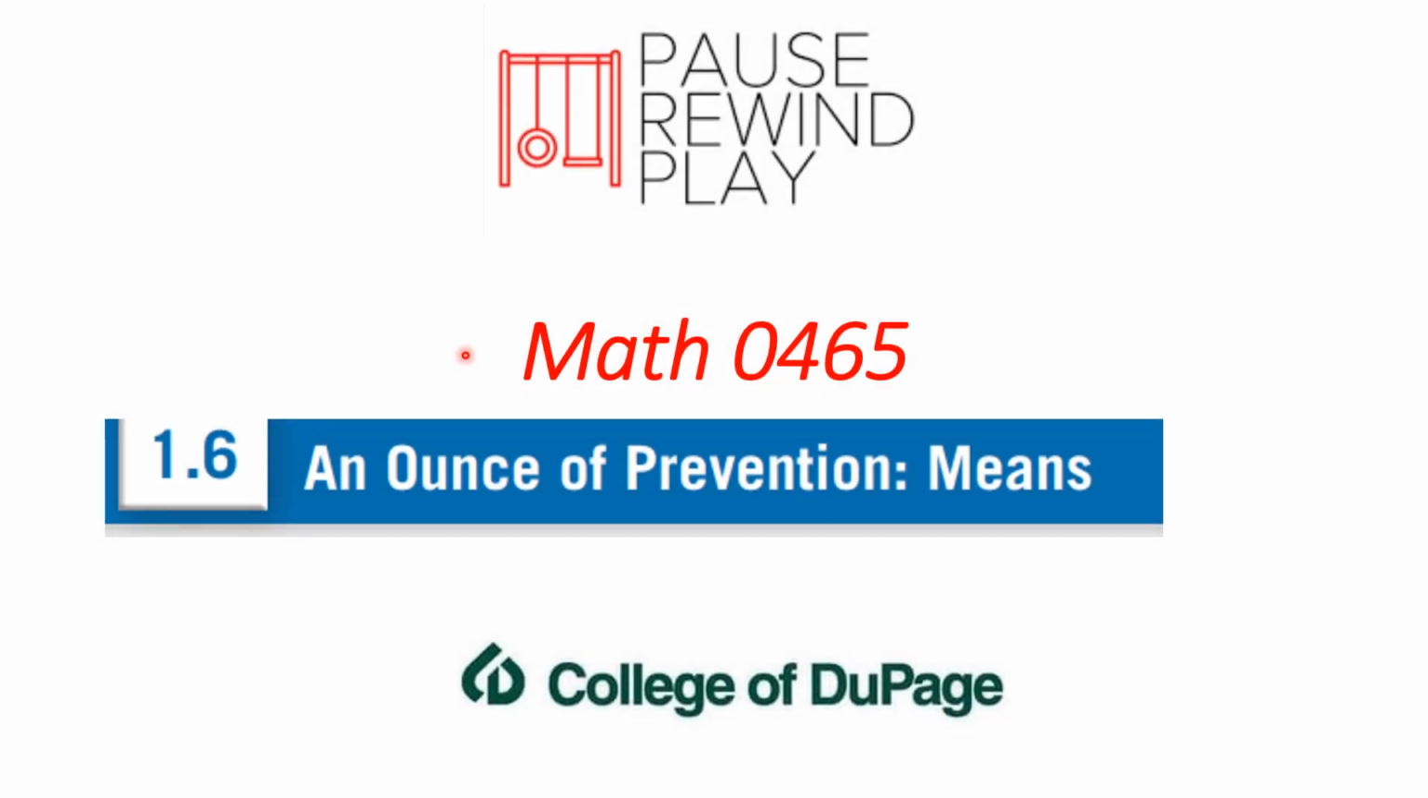This is Math 0465 coming to you from the College of DuPage. And the title of this lecture, which is aligned with section 1.6 in your book, is entitled An Ounce of Prevention, and we're talking about means. As always, please be attentive while watching this video.